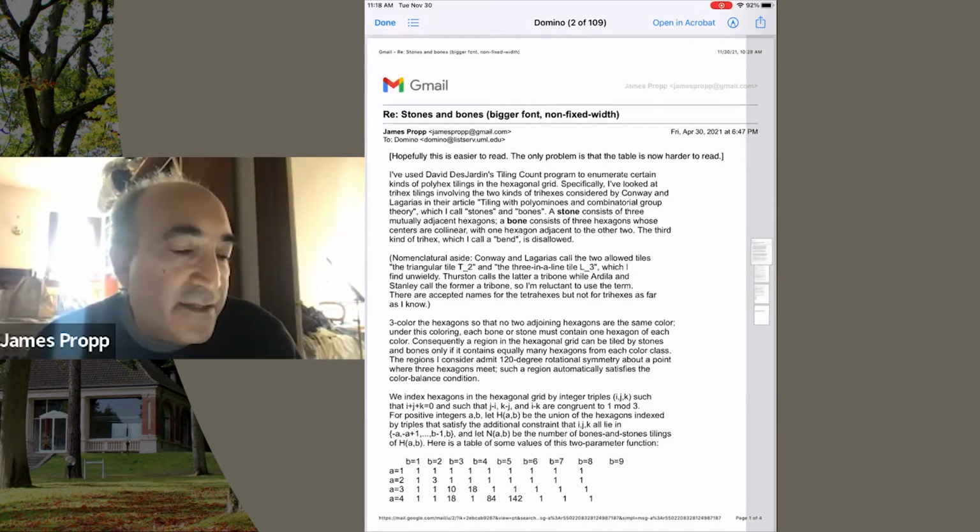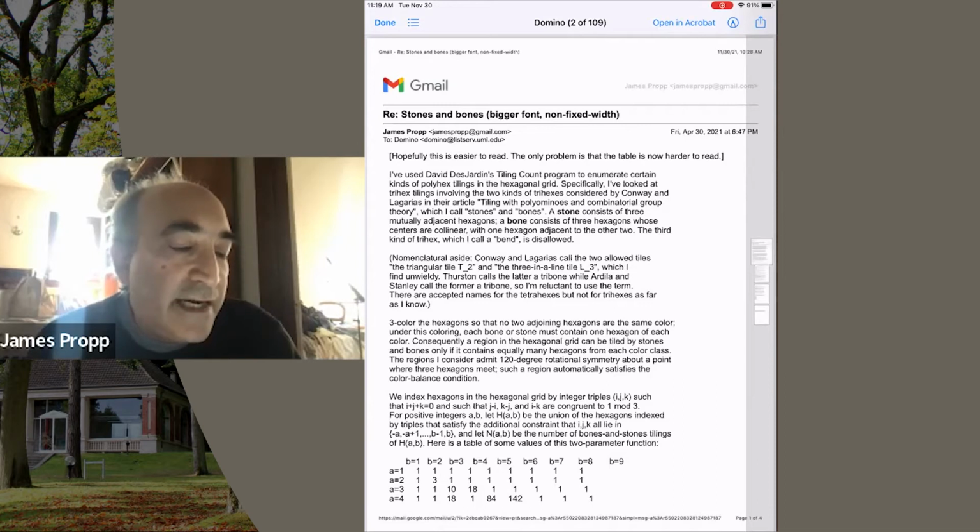3-color the hexagons, or for us the vertices, so that no 2 adjoining vertices have the same color. Under this coloring, each bone or stone must contain 1 vertex of each color. By the way, that's one reason I've eliminated these phone primers from consideration. They seem to mess up the exact enumeration properties, and I think that's related to the fact that they are not representing each color class fairly. Consequently, a region in the grid can be tiled by stones and bones if and only if it contains equally many vertices from each color class.